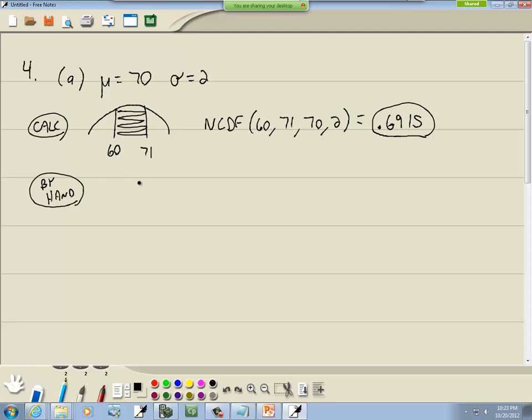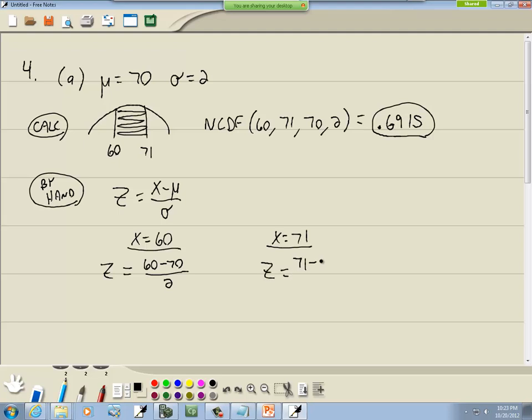Since it's one value, then we just go to our normal z-score. Z is equal to x minus mu over sigma. X is, actually we got 2 x values, don't we? It's getting late. Better go to bed. Okay, x equals 60 and x equals 71. We have to convert both of them. So we got x, which is 60, minus mu, which is 70, divided by 2. And on this one, we have x, which is 71, minus mu, which is 70, divided by 2.